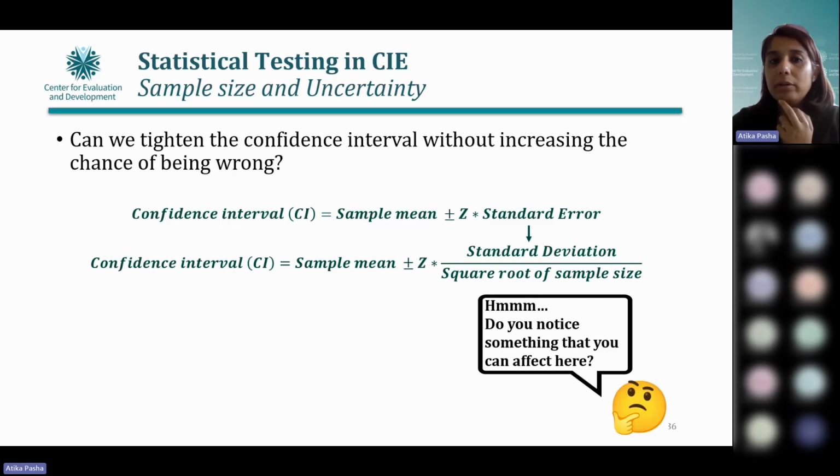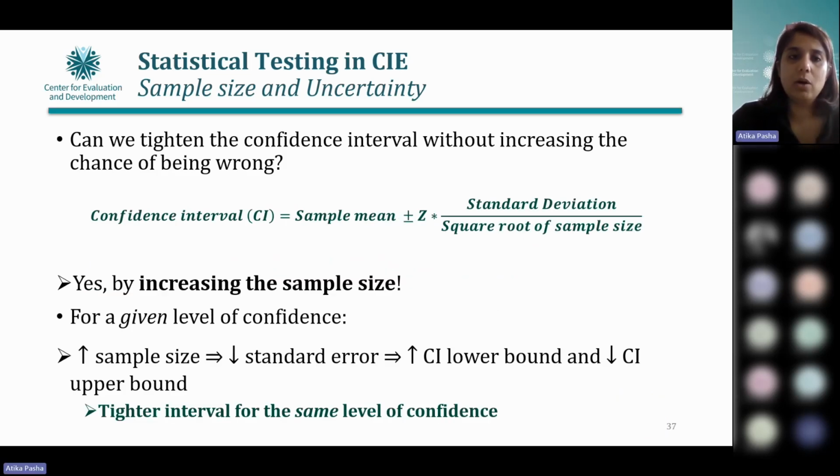And again, I break down the standard error into two things: the standard deviation, which is how far each observation is on average from the mean, and the square root of the sample size, which we divide by. What I hope some of you can see here is that there is one particular aspect you can manipulate in order to get tighter confidence intervals, and that is the sample size.